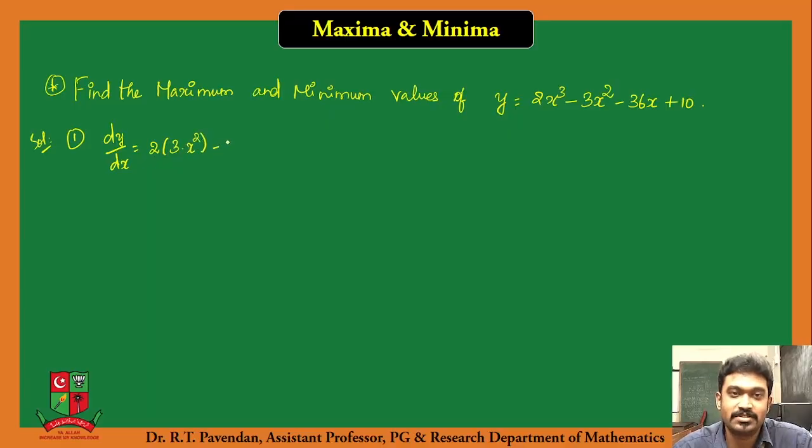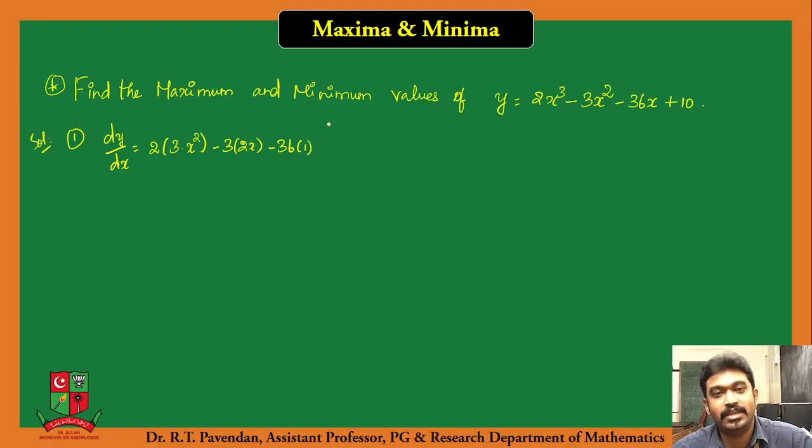The next term is we have minus 3 as constant. We are going to differentiate x square with respect to x. There we get 2x. And next thing is we have minus 36 as constant. If we differentiate x with respect to x, we all know that that's going to be equal to 1. And the last term is a constant term.